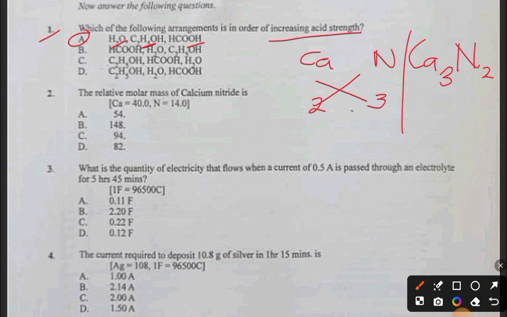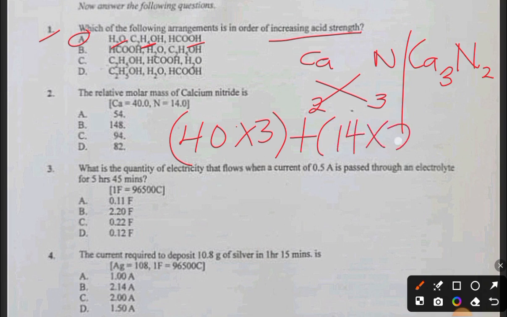Now, in order to calculate for this, you're going to have calcium, which has a molar mass of 40. So 40 multiplied by 3 plus nitrogen 14 multiplied by 2. Now, when you punch this on your calculator, do a very good job. You're going to get 148. So 148 grams per mole. So question 2, the answer is B.